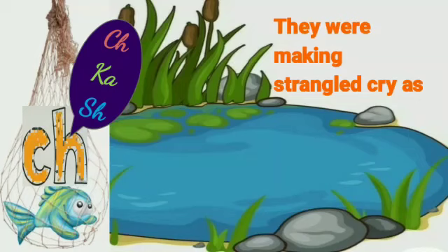As I told you before on the previous page, C and H are together in a net, and now they are strangled. They are making a strangled cry in a net as ch, k, sh. So let's see what will happen next with them.